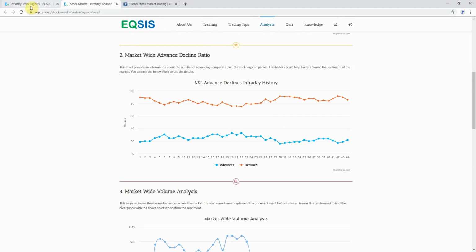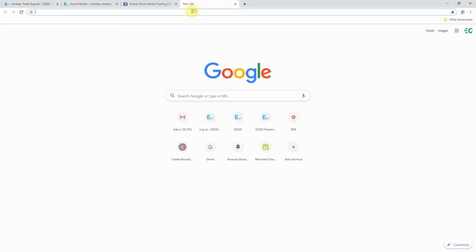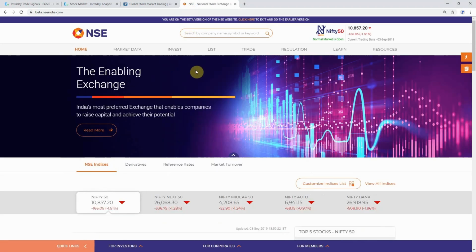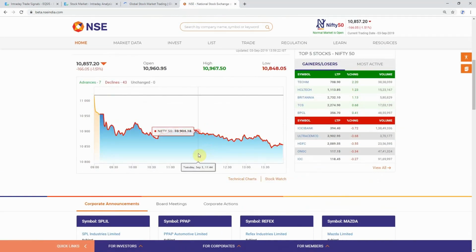And if I go to the final one, which is NSEINDIA.com. If you are very new to the market, you can even start from here. What you do is just go to NSEINDIA.com. I think NSE has recently updated the website, and it looks pretty good. And a lot of information is available at free of cost.